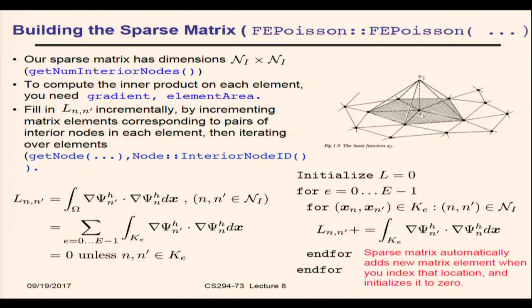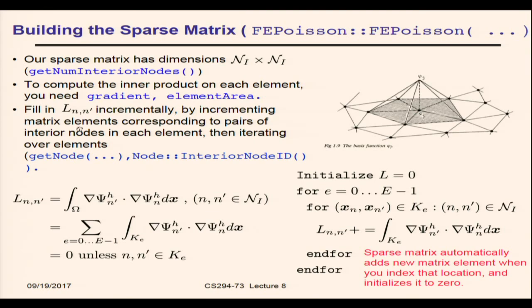So the game here, once you have all of this that we've given you, what are you going to have to do? You're going to have to build up your sparse matrix. You need to know how big it is. You have a function for that, get number of interior nodes. You need to compute the inner product on each element. You need the gradient and the element area.